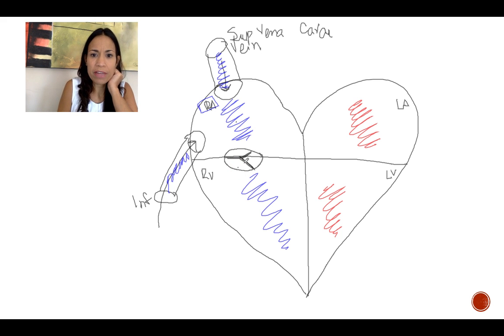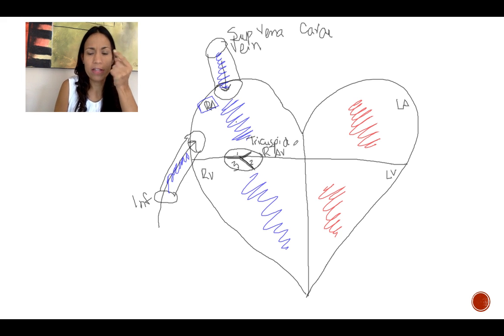And this valve is called tri. Why tri? Because we have 1, 2, and 3 flaps or cusps. So tricuspid valve. Okay? We also can call it right atrioventricular valve. Right atrioventricular valve. Okay? 2 names for 1 valve.